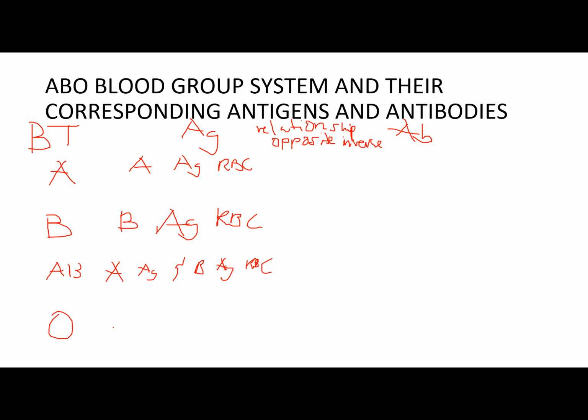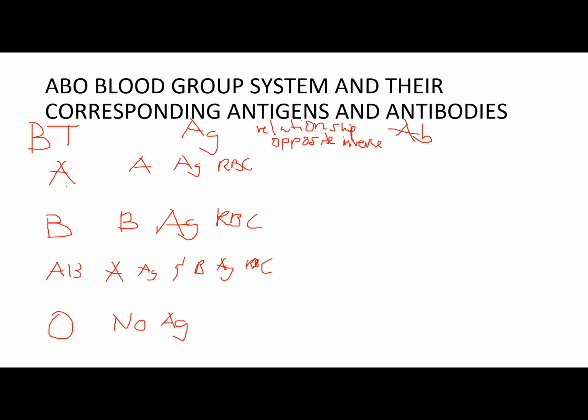If you are blood type O, class, you have neither A nor B antigen. So you have no A or B antigen, so no antigen. Now, as I mentioned, they would have a corresponding antibody, and they would have an opposite or inverse relationship.